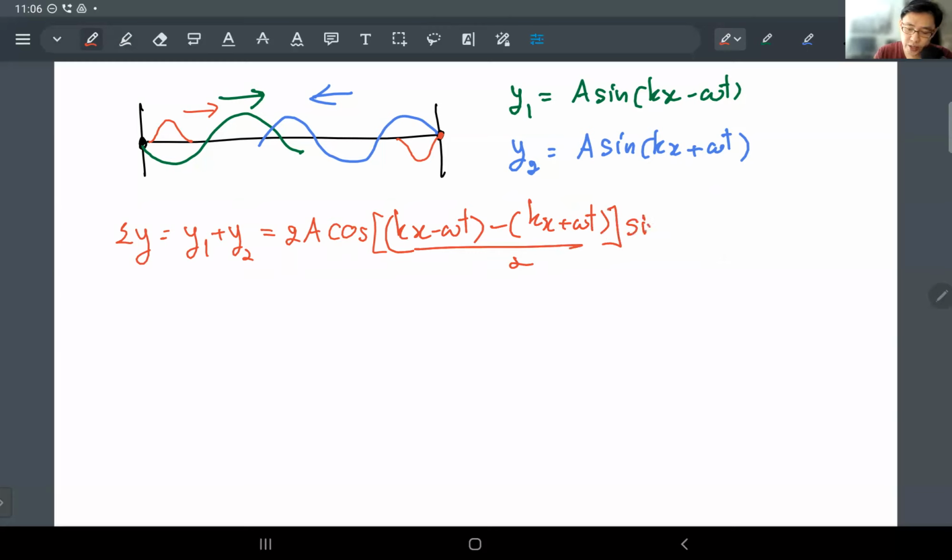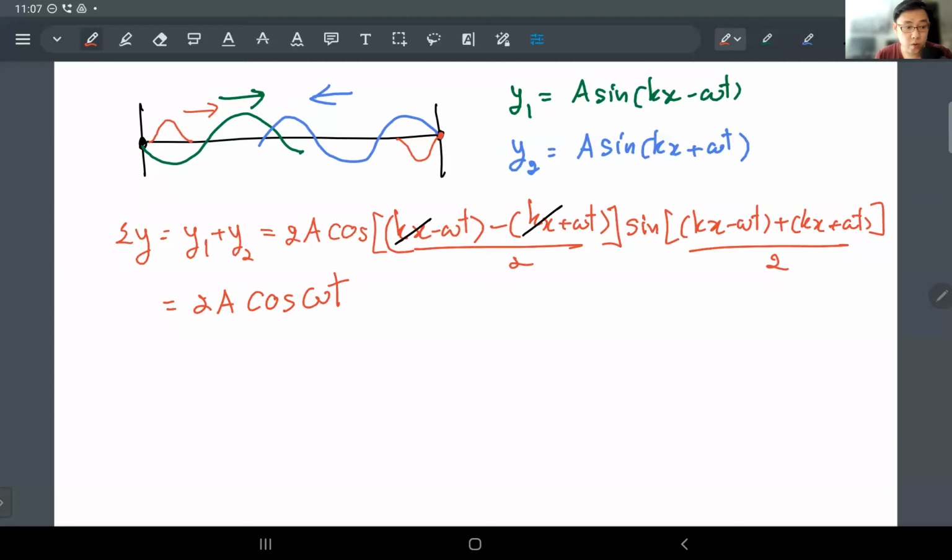And the sine term, the argument will be the sum over 2. I just take the kx minus omega t plus kx plus omega t and then divide by 2. So far, so good. All right, let's smooth things out a little bit here. The subtraction will eventually cancel this and that. Oh, cancel too much, sorry. This and that. So the kx would disappear from the cosine term. So what you have is just a negative omega t, right? You have negative 2 omega t on top divided by 2, so the 2 cancels. So what you have here is going to be cosine omega t. Cool. So far, so good.